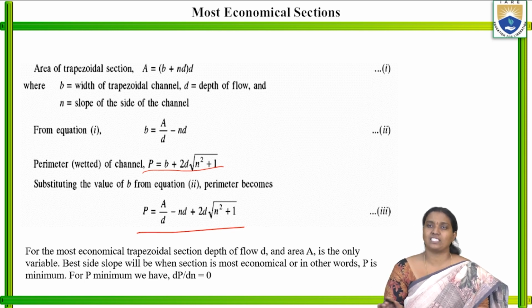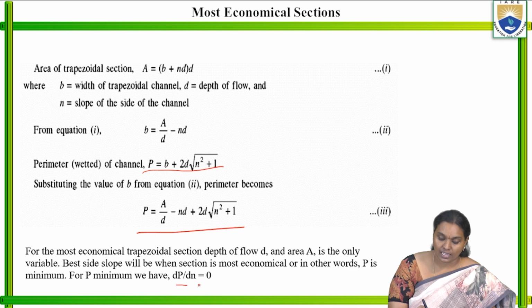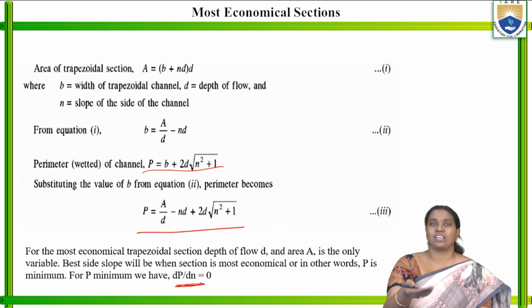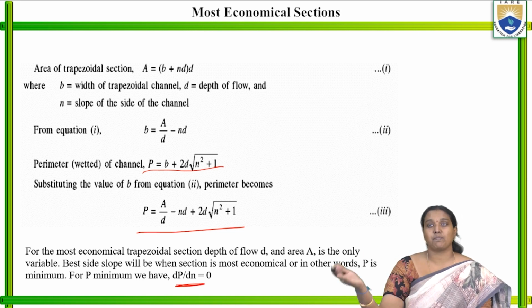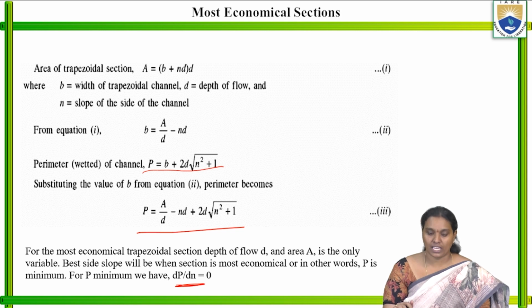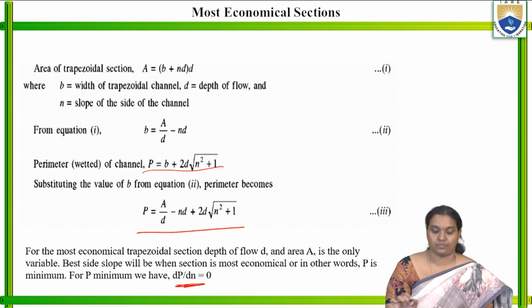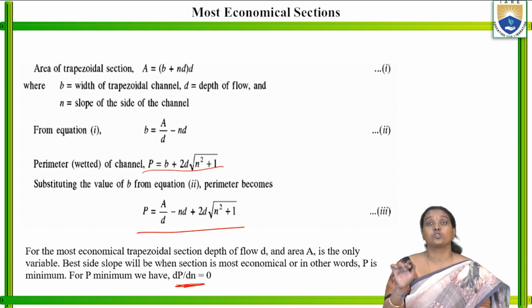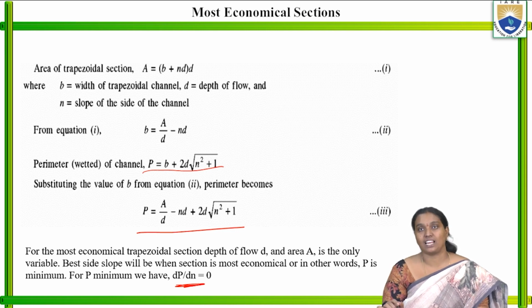Depth of the flow D and area A are the only variables. Besides, the slope will be such that the section is most economical, or in other words P is the minimum. For P minimum we have dP by dn. Previously we worked with respect to the depth of the flow; here it is in terms of n, the slope of the side of the channel.